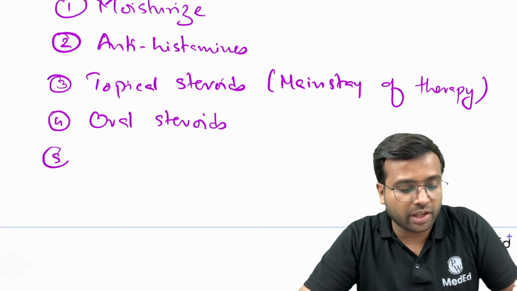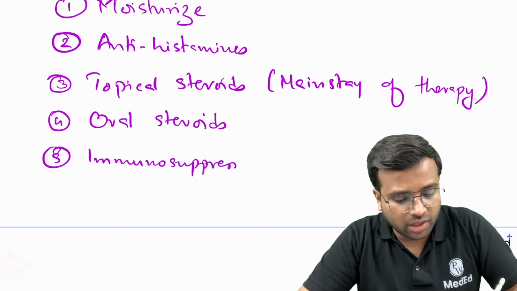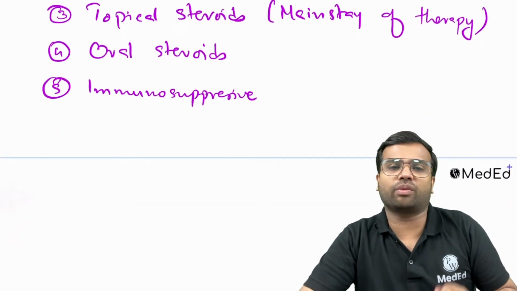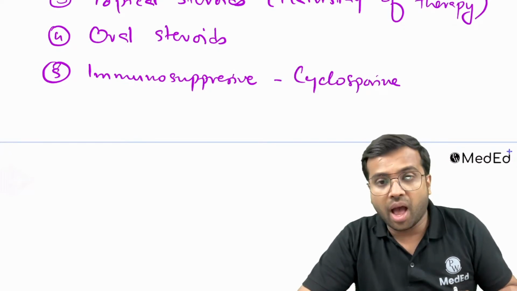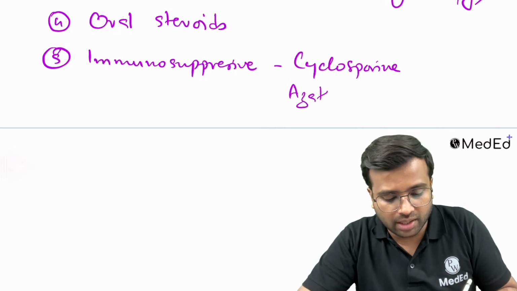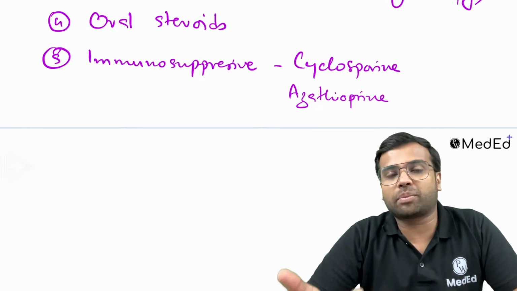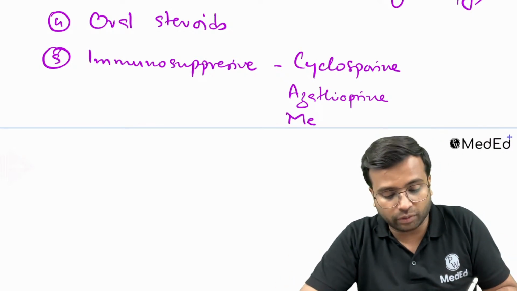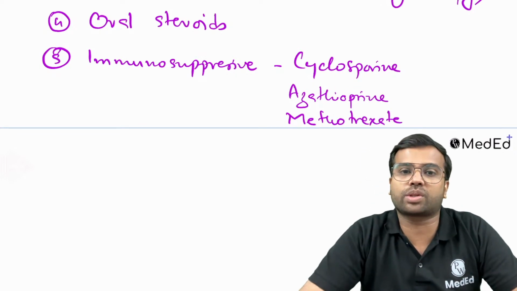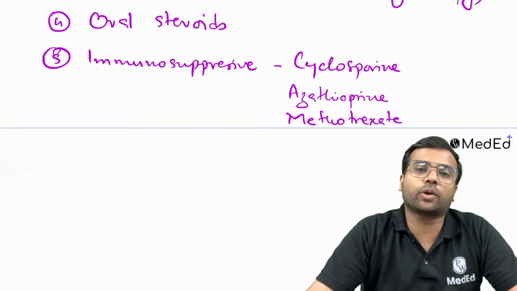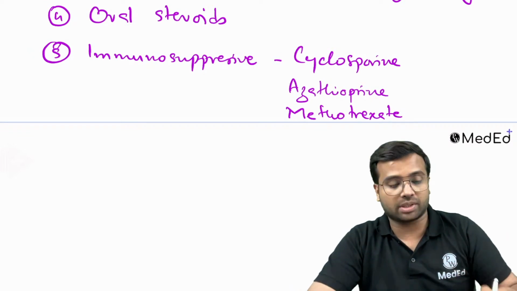Other immunosuppressive agents can also be used. So what are the immunosuppressive agents that we can use? We can go for cyclosporin. Cyclosporin can be used. Azathioprine can be used. Even though methotrexate is not that much recommended, still methotrexate is one of the options that can be used, but we would be giving more preference to cyclosporin as well as azathioprine. So all these can be used as immunosuppressive treatment.